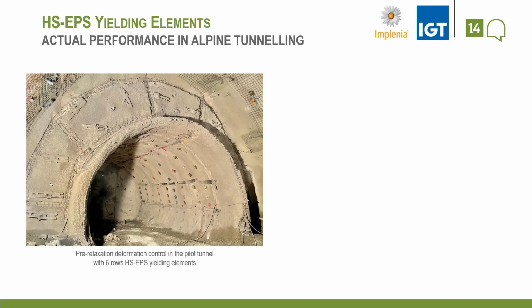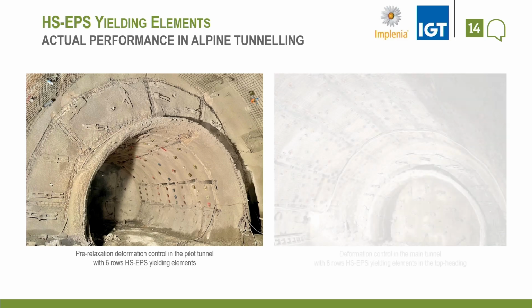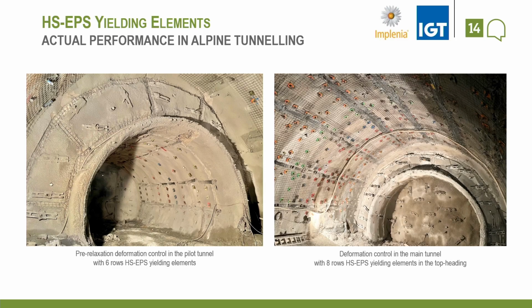Nowadays, these new yielding elements are applied in several tunnels. You can see here an example with a pilot tunnel, which is equipped with 6 rows of these HS-EPS yielding elements. Here in this pilot tunnel, displacements of larger than 1 meter occur, and since it is used as a pre-relaxation, the configuration of these yielding elements is really soft. And finally, the main tunnel can be constructed here, for example, with 8 rows of these yielding elements, and again 50 centimeter up to 100 centimeter of deformations occur here in the main tunnel.